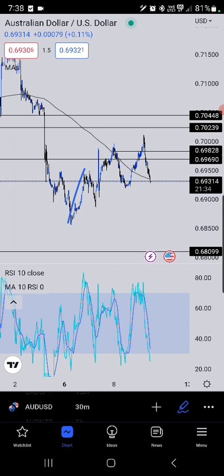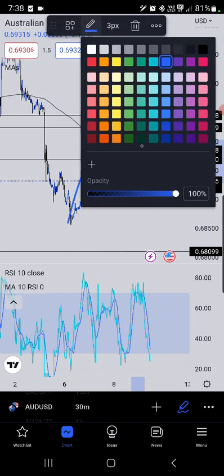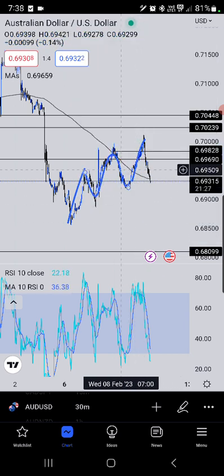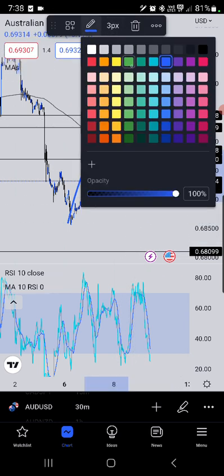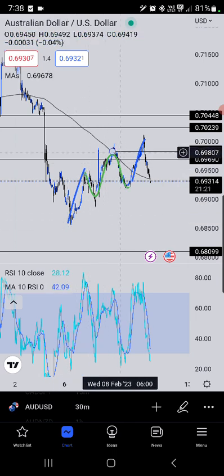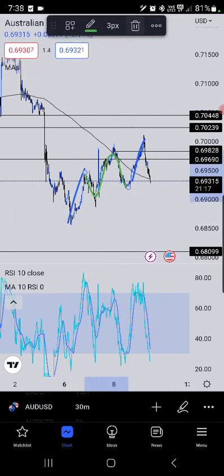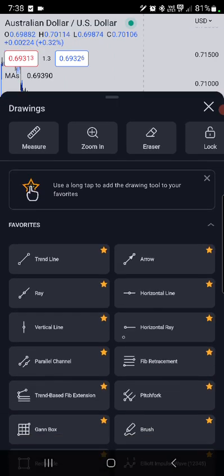Well, let me make it clearer for you. Whoop, that's not going to help you. There we go. So you got your one leg, you got your corrective, and then you got your next leg. All right, and if you want to pull fibs on that, this is what you do.